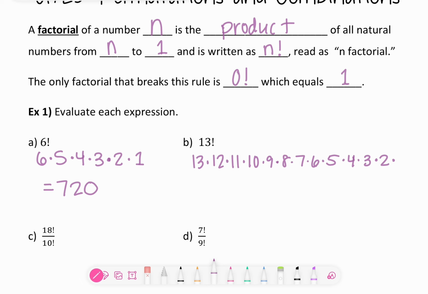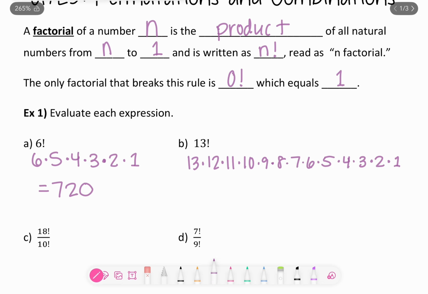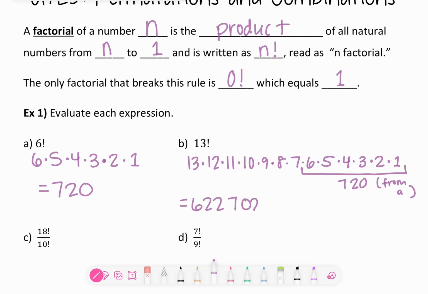Now I will point out that we already did 6 factorial, which is this part, 6 times 5 times 4 all the way down to 1. So we already know that that part's equal to 720. If you want, you can just exchange that for the 720 from part A and go from there. So we can multiply 13 times 12 times 11 times 10 times 9 times 8 times 7 times, and instead of doing all those numbers again, we already know it's 720 from part A, and we multiply that. That's going to be a big number: 6,227,020,800, which we can see is over 6 billion.